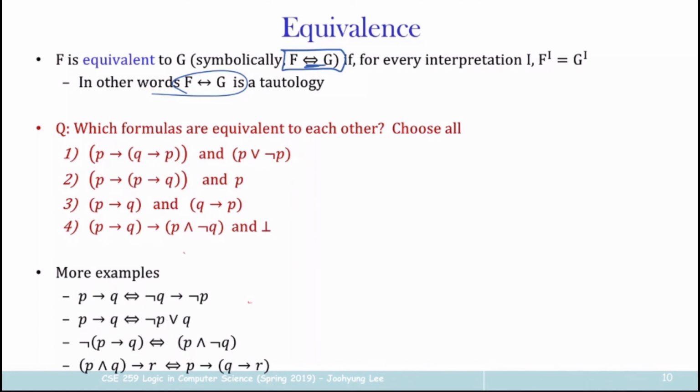So again, you can think about which one is easier, to find that they're equivalent or they're not equivalent. If they're not equivalent, all you need to do is to find one interpretation that differentiates these two formulas. One interpretation that makes one formula true, another false, or vice versa. Okay, so let's see.